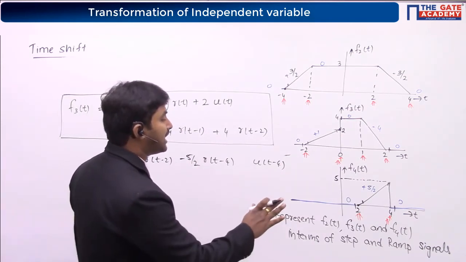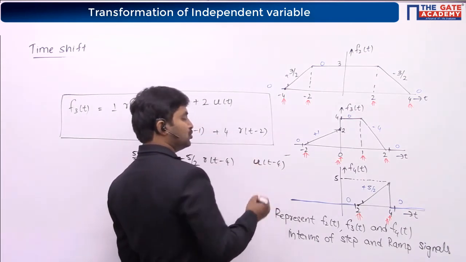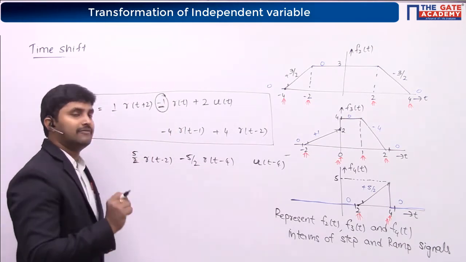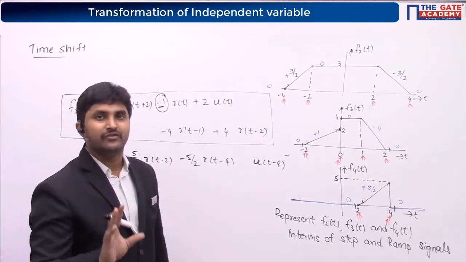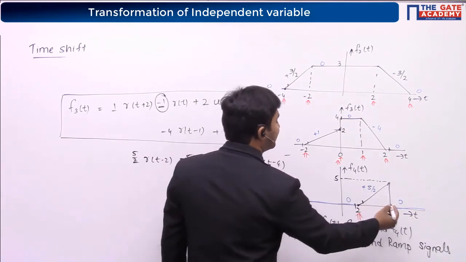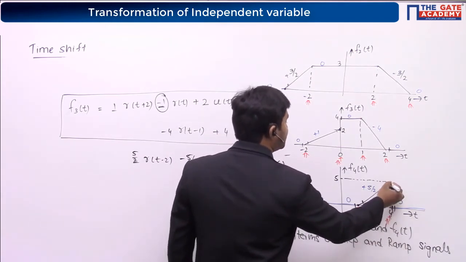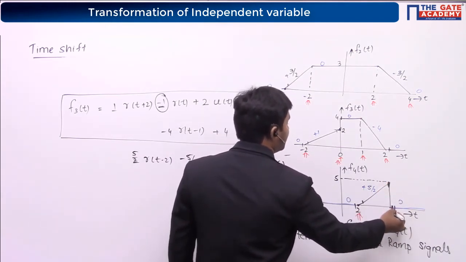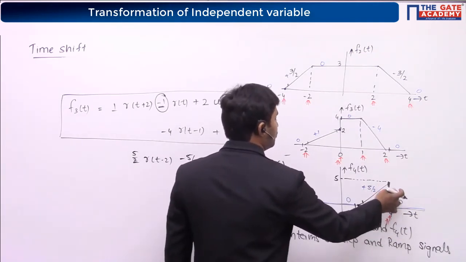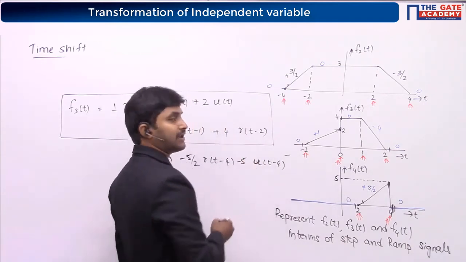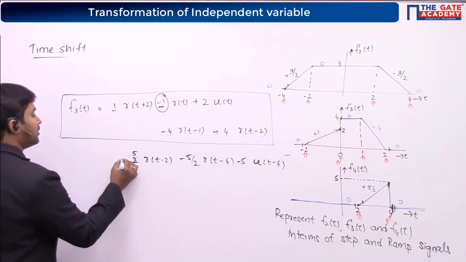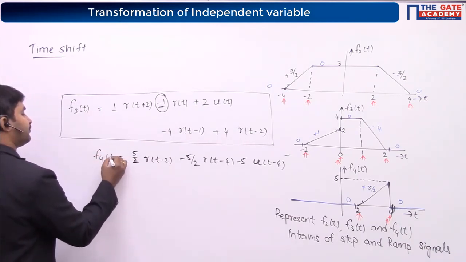Now we are talking about the amplitude. So whenever you see u, step, we will be talking about amplitude. Whenever we have r, we will be talking about slopes. So this is where we should not get confused, right? Whenever we are talking about u, final amplitude is 0 and initial amplitude is 5. So 0 minus 5, it is minus 5. So this is what we call f4 of t.